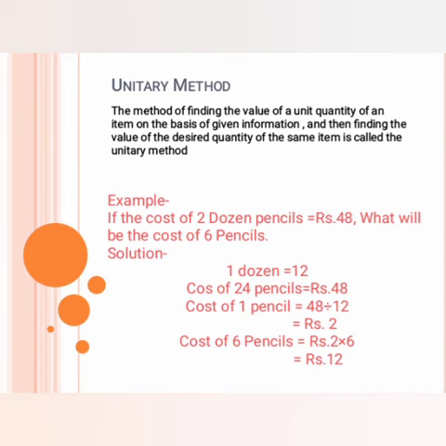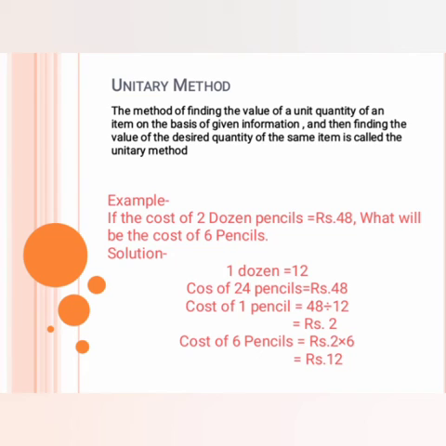Now let's move to unitary method. The method of finding the value of a unit quantity of an item on the basis of the given information and then finding the value of the desired quantity of the same item is called the unitary method. Let us understand unitary method with the help of one example. If the cost of 2 dozen pencils is rupees 48, what will be the cost of 6 pencils? You know 1 dozen is equal to 12.